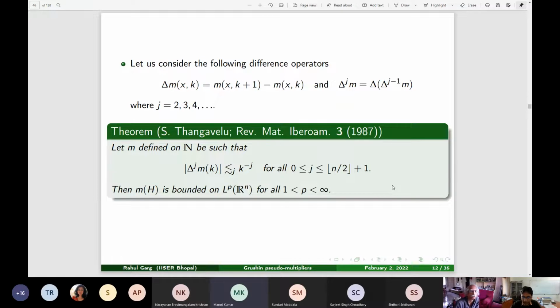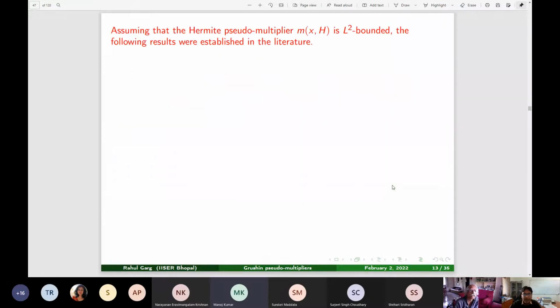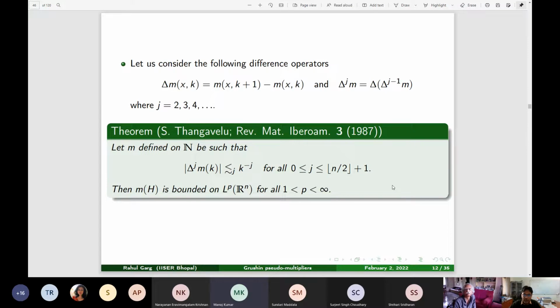So this is just to quote the result from the past. There is no x here. I'm saying that this is for the Hermite multipliers. This is not for pseudo-multipliers. This is your work.